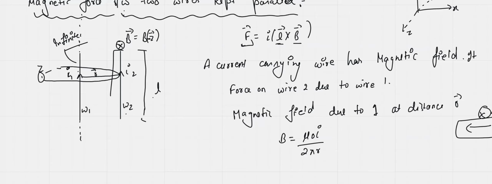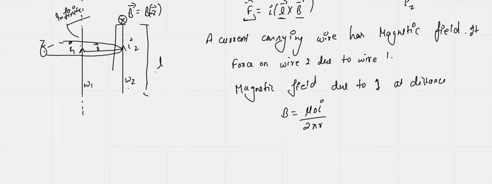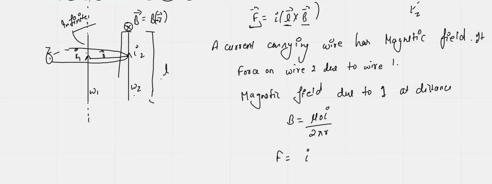So if you see carefully, what's happening over here? Magnetic field is this. What is the force? Again, L cross B. L is upside, B is inside. Both are perpendicular, so L cross B will also become LB sine 90 degrees.